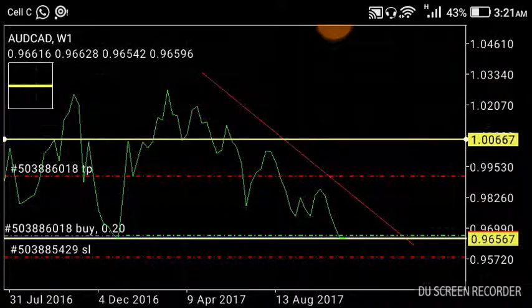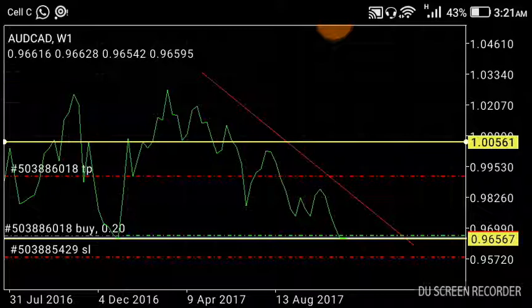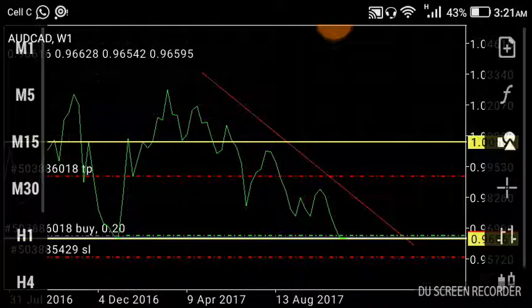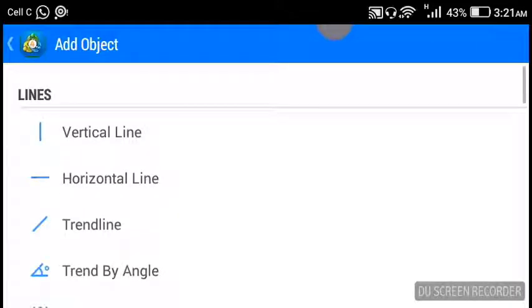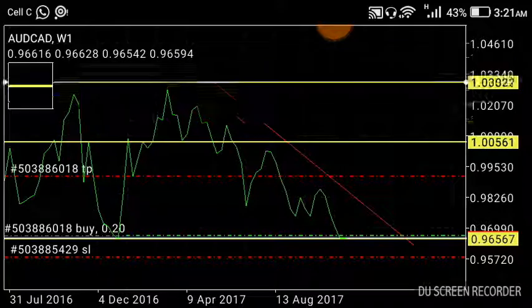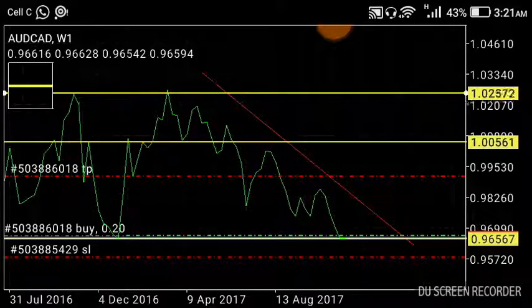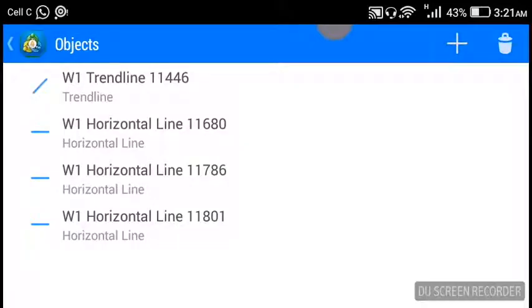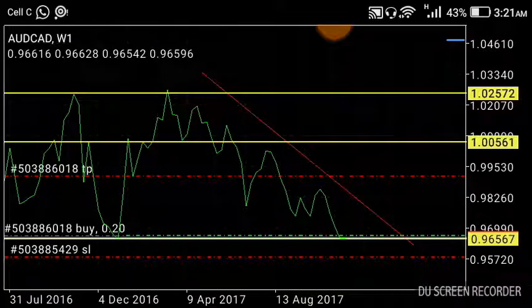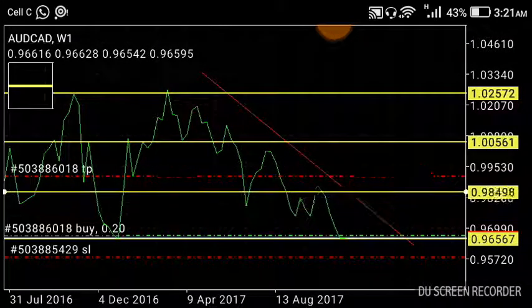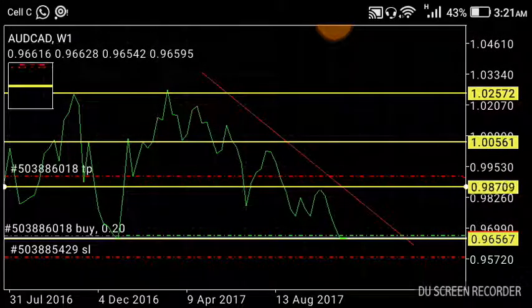Just edit it real quick. Right, another one. Right, and then we also have another one right here. You can put it right there.